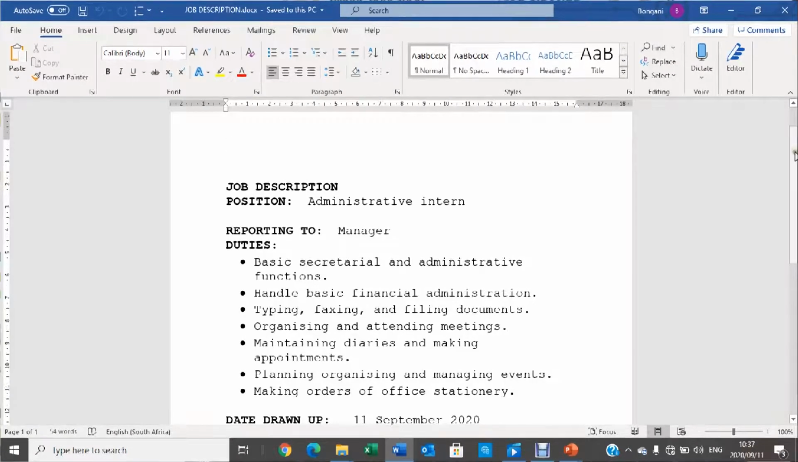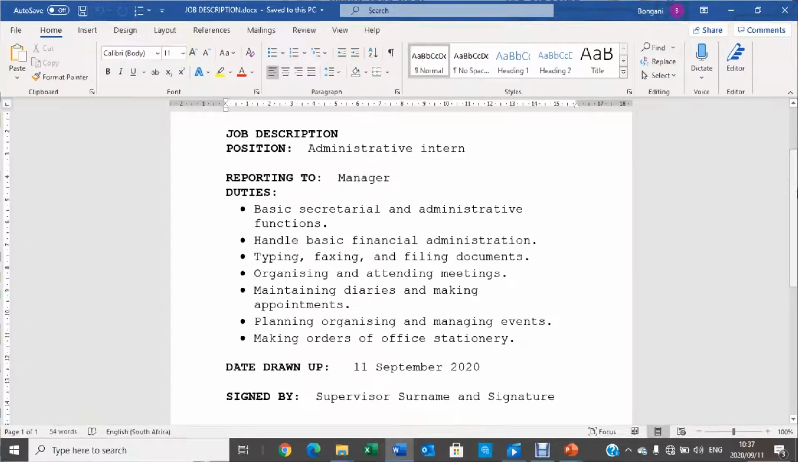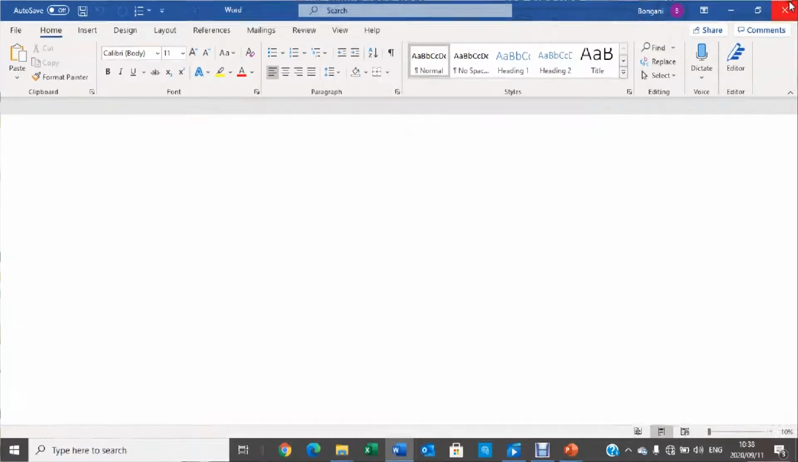Now the date that the job description was drawn should also be included. For example, it is 11 September 2020. And then the name of the person who signed, it must be your supervisor, the supervisor's name and the signature. So now we go back to our slide.